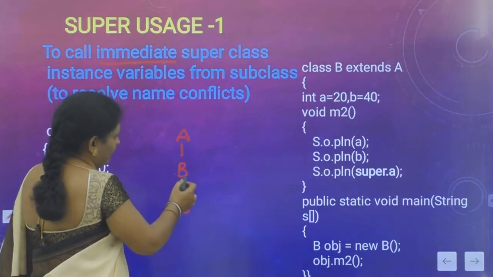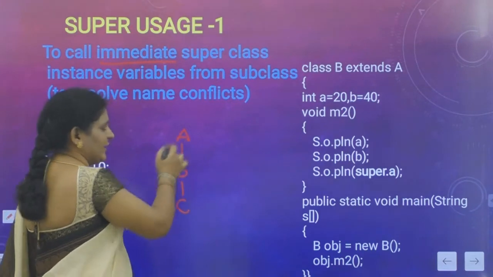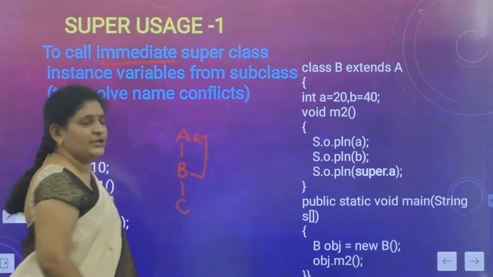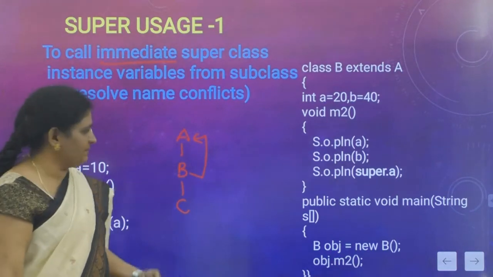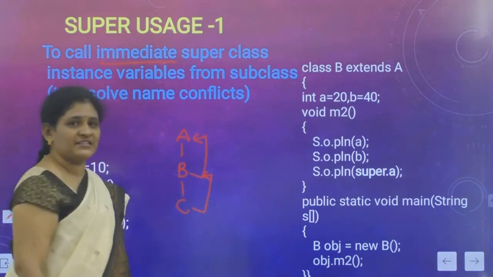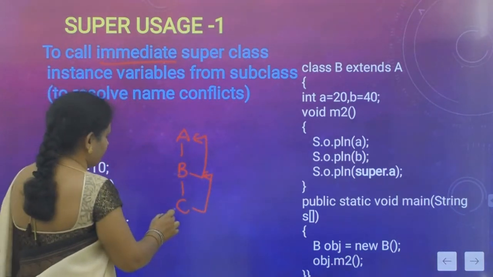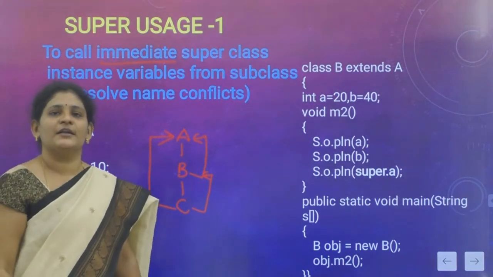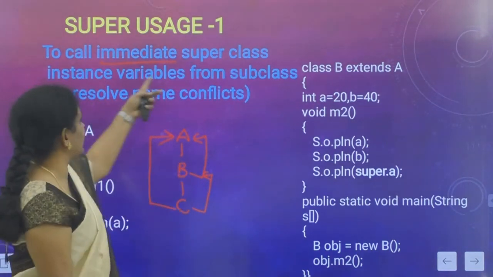For B, A is a superclass. For C also, A is a superclass. From B, I can access A variables, A members by using super keyword. From C also, I can access B members by using super keyword. But from C, I cannot access A data by using super keyword. That's called immediate superclass.